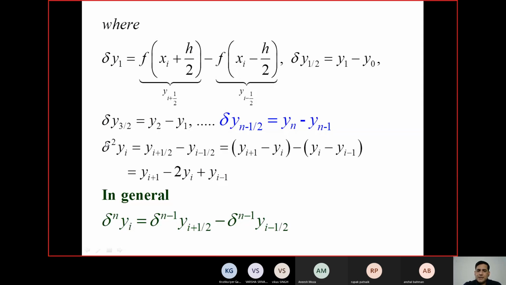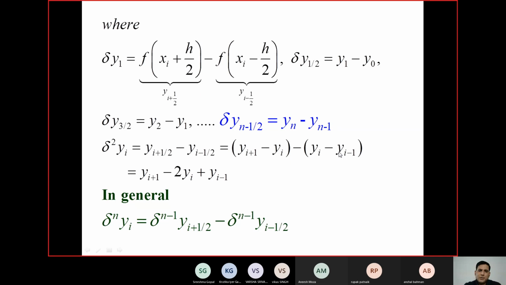Second difference is being calculated again the same way as you have calculated this one. So here you are just calculating y i plus 1 by 2 minus y i minus 1 by 2, and this is how you are calculating y i plus 1 by 2, from the central difference formula. Here you are going to the plus side, here you are going to the back side. Okay?